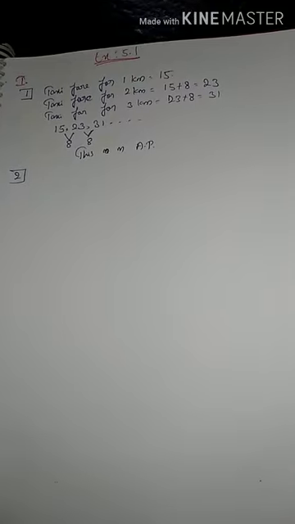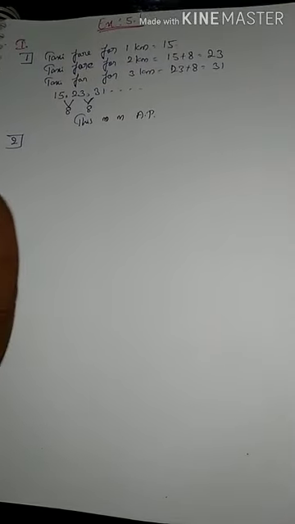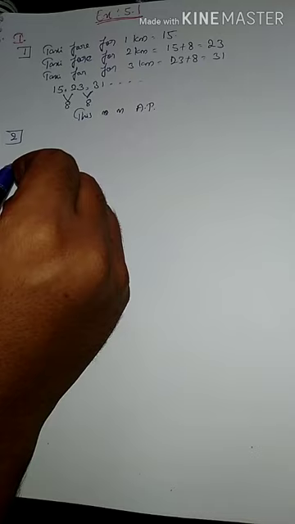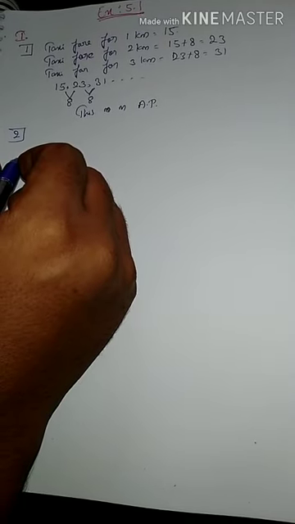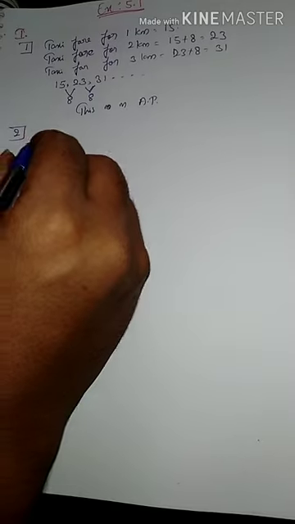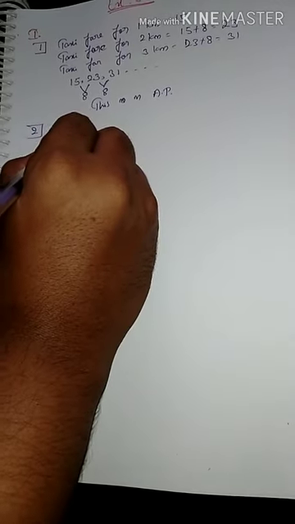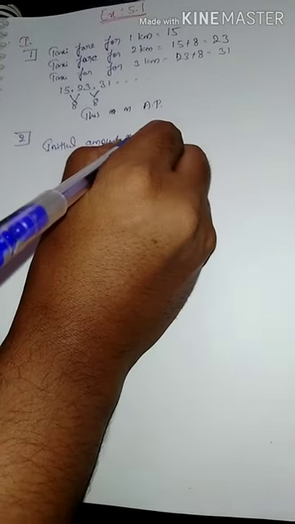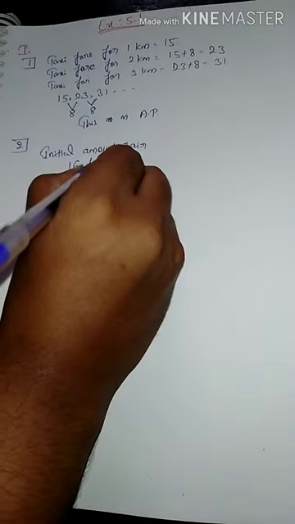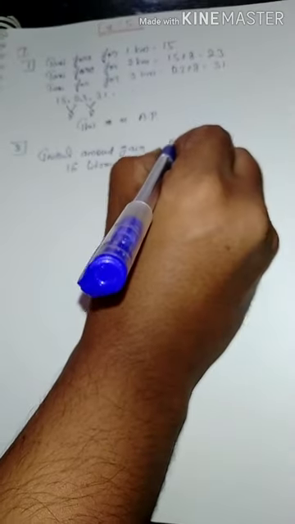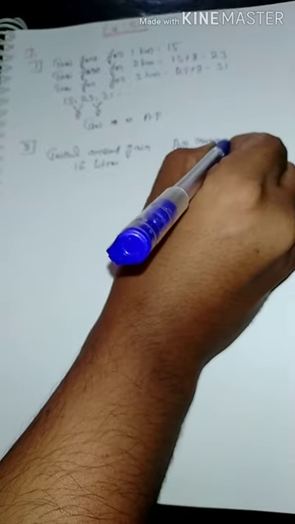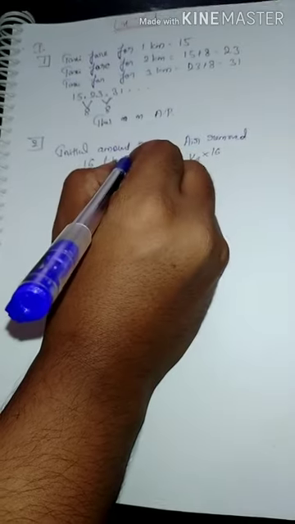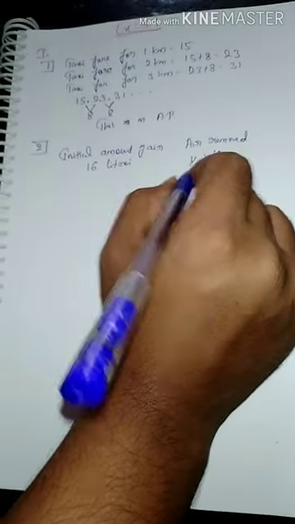The amount of air present in a cylinder when a vacuum pump removes 1/4 of the air remaining in the cylinder at a time. So once again I will repeat the question. The amount of air present in a cylinder when a vacuum pump removes 1/4 of the air remaining in the cylinder. So let us imagine that the initial amount of air is 16 liters, and each time 1/4 of the air will be removed. 1/4 of 16, because the total initial amount of air is 16 liters.